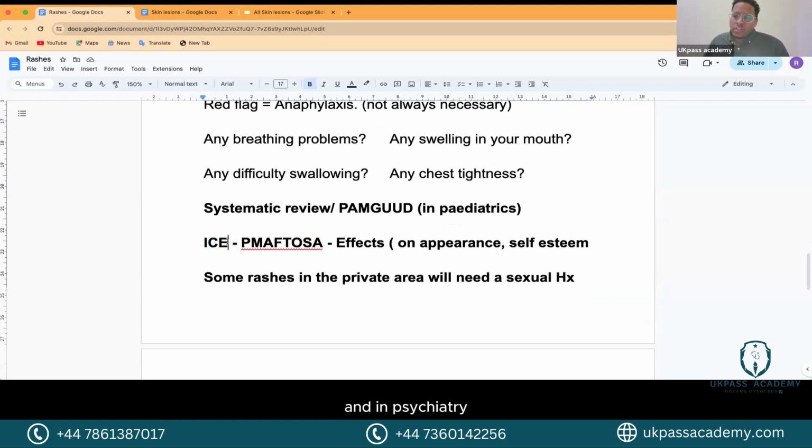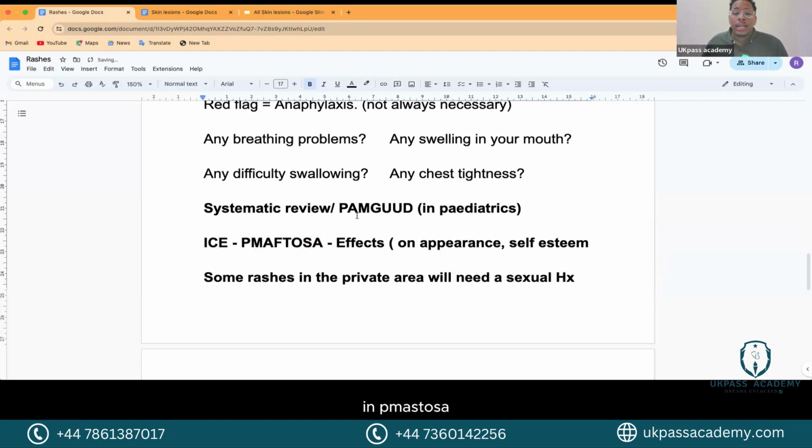In psychiatry, that's when expectations should come out earlier. So just to give you a tip there, when you're using your ICE, you can focus on ideas and concerns. Expectations sometimes in the middle, mainly psychiatry. Okay. So anyway, PMAF-TOSA time.